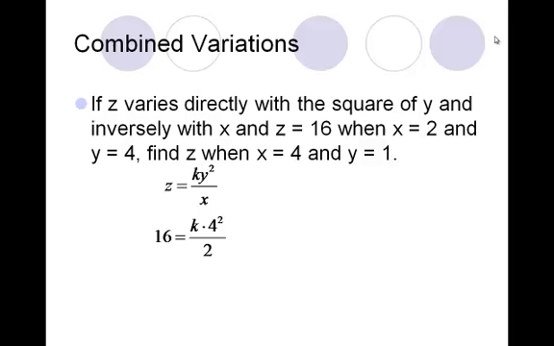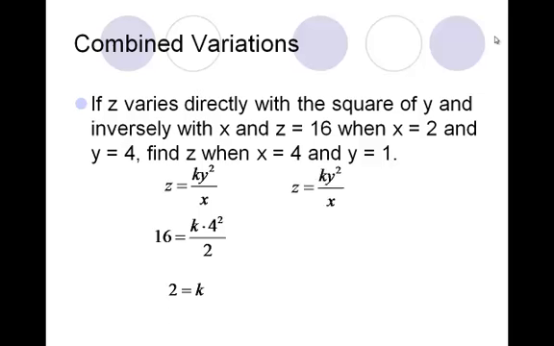Okay, we can solve for K, so we're going to stop and do that. Multiply the 2 over to the 16, that's 32, and divide that by 4 squared. 32 divided by 4 squared, or 16, would be 2, so K is 2. Now we're going to answer the problem now that we've solved for K. It says find Z when X is 4 and Y is 1.